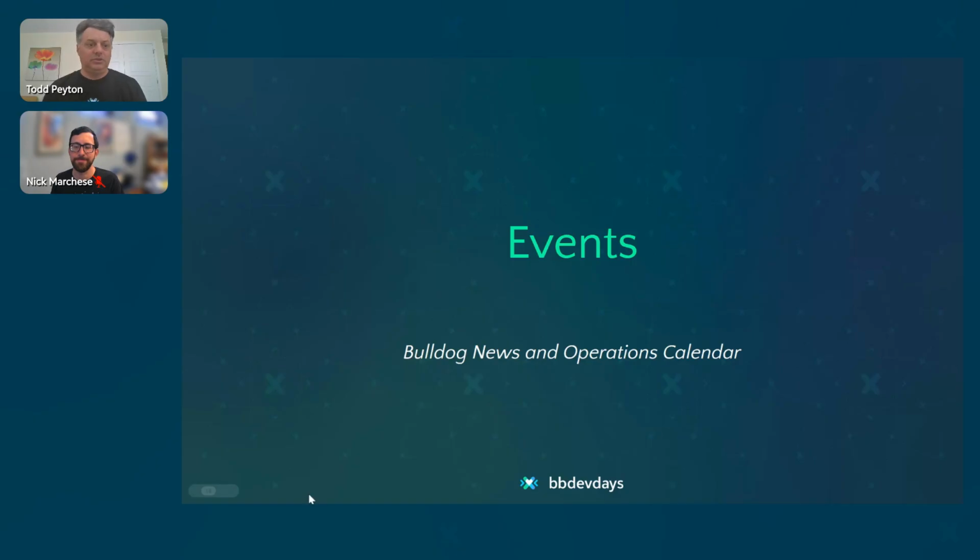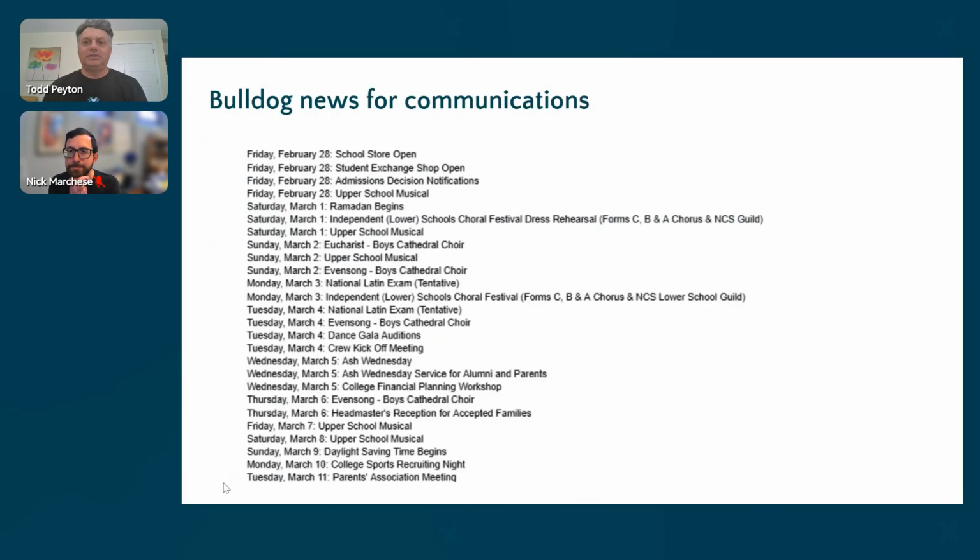So let's look at those 2 use cases. The first one, we'll call it Bulldog News for Communications. What this is, it's an events advanced list. And what we've done is we've filtered the advanced list so that we're only getting the specific event types that they want to communicate with to parents.